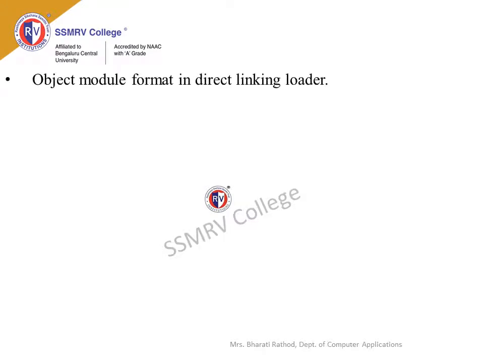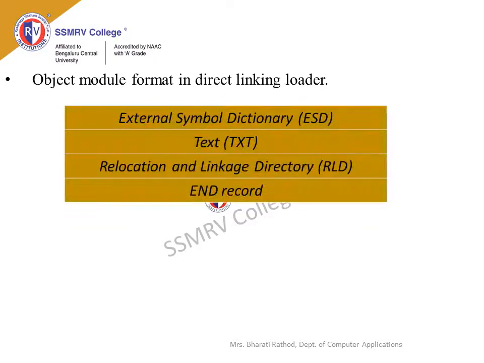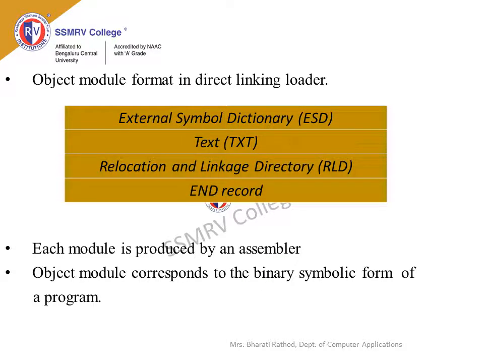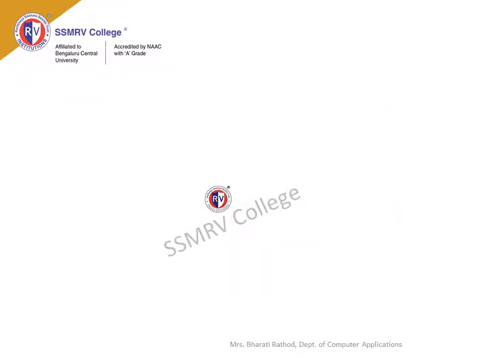Now we will see the object module format in direct linking loaders. It has four parts: the external symbol dictionary, ESD; the text; the relocation and linkage dictionary, RLD; and the end record. This module is produced by an assembler. The object module corresponds to the binary symbolic form of a program. Now we will see them one by one.